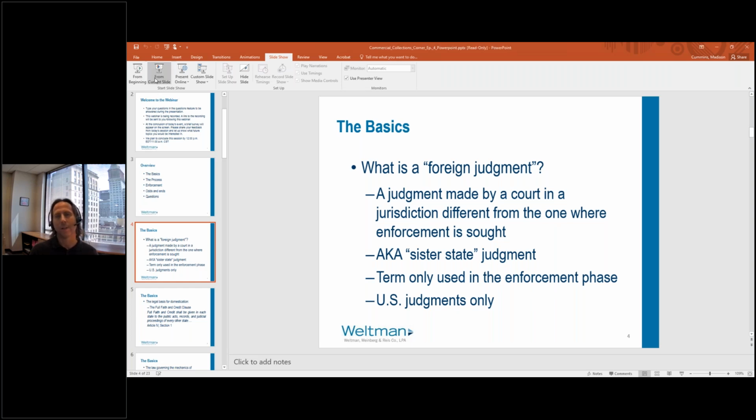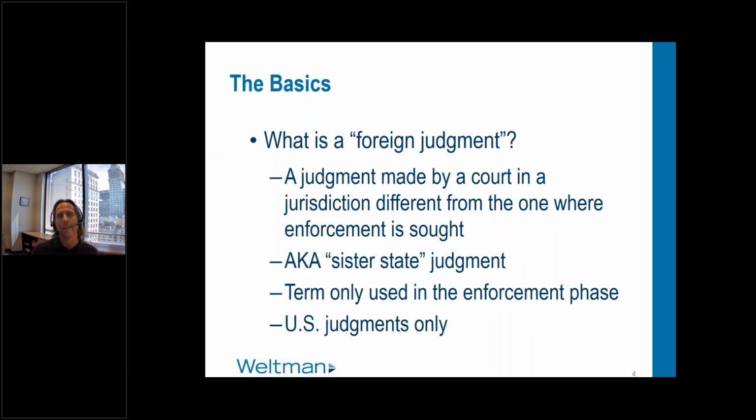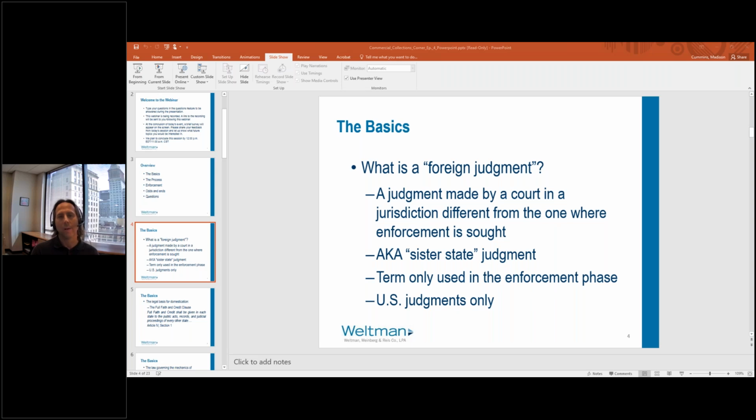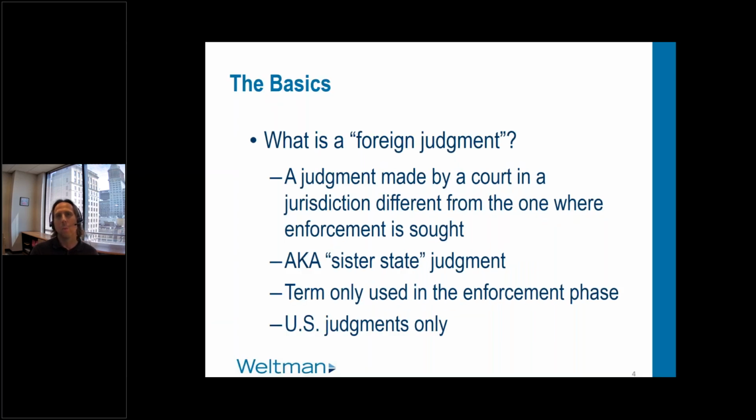And just keep in mind also, as we talk about the very basics here, that there's only one judgment originally, okay? Even though we're going to talk about domesticating that judgment in other jurisdictions, there's only ever one original judgment. That's where the original case was filed, that's where it was litigated, and that is the original judgment. So even if we move it around to all 50 states, there's still only one original judgment. Okay, Madison, if you could go to the next slide, please.